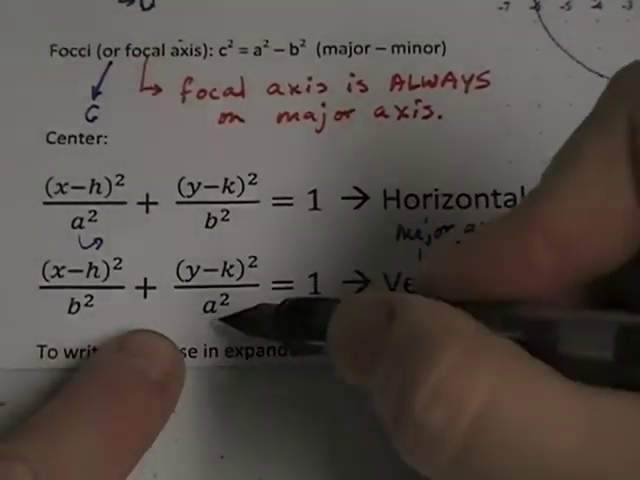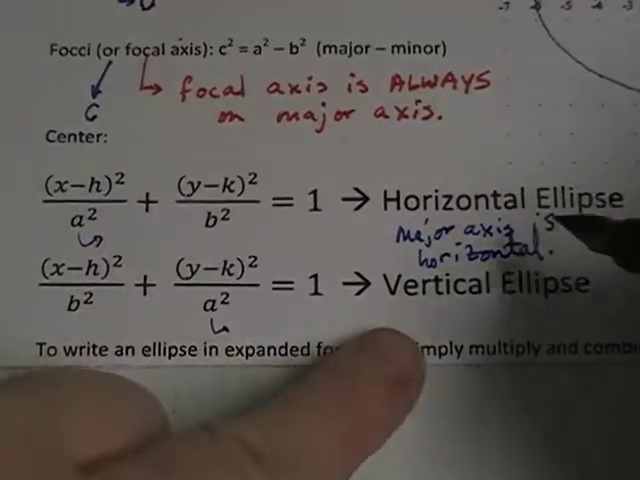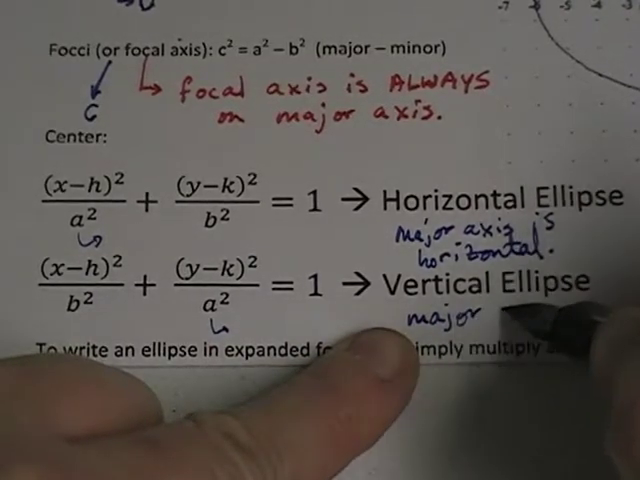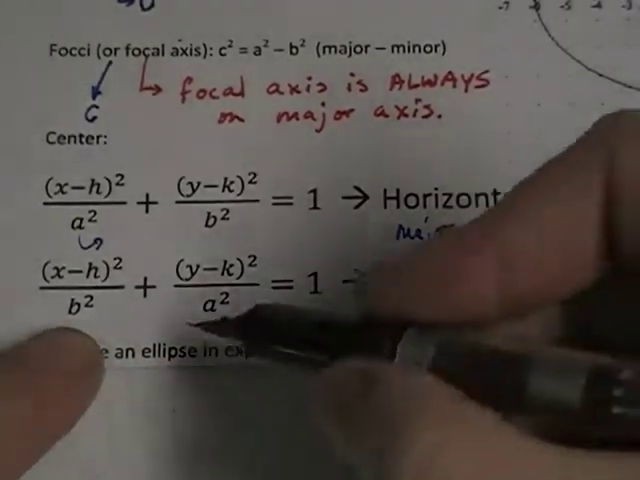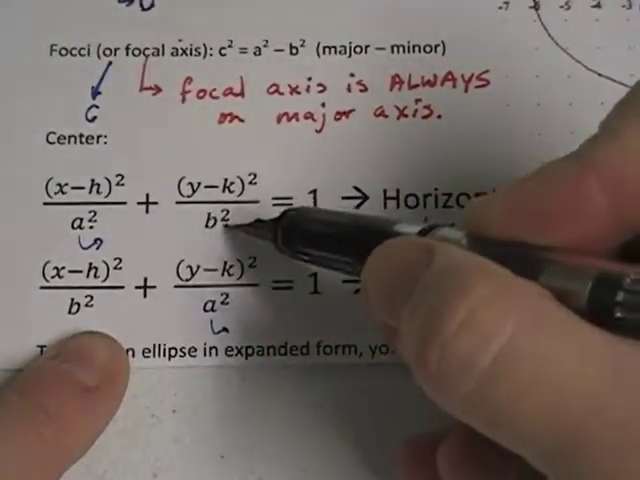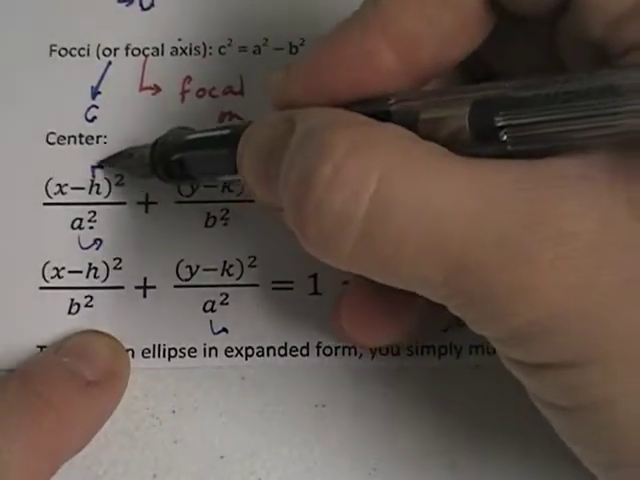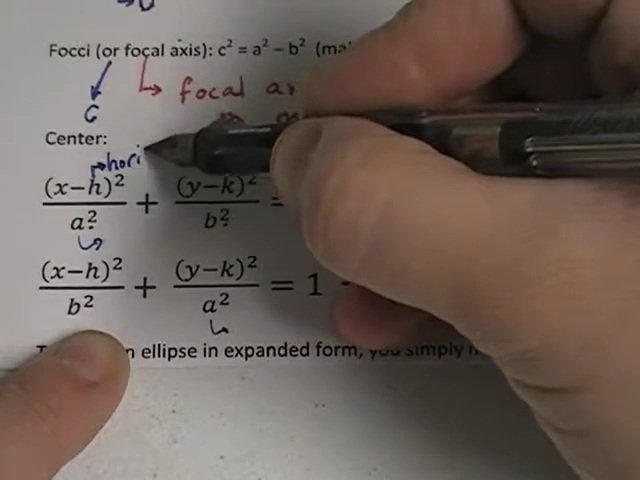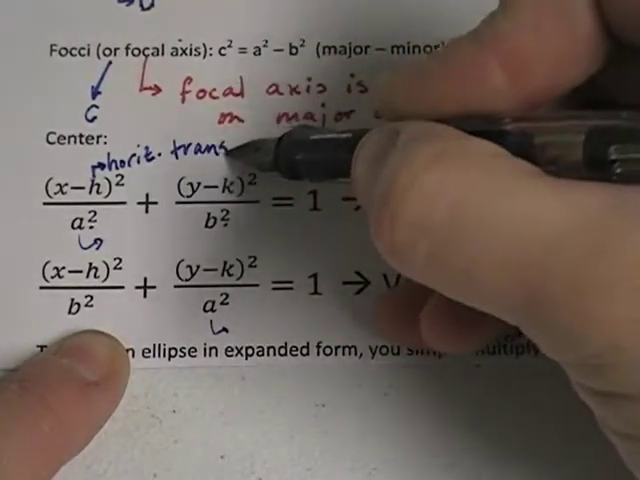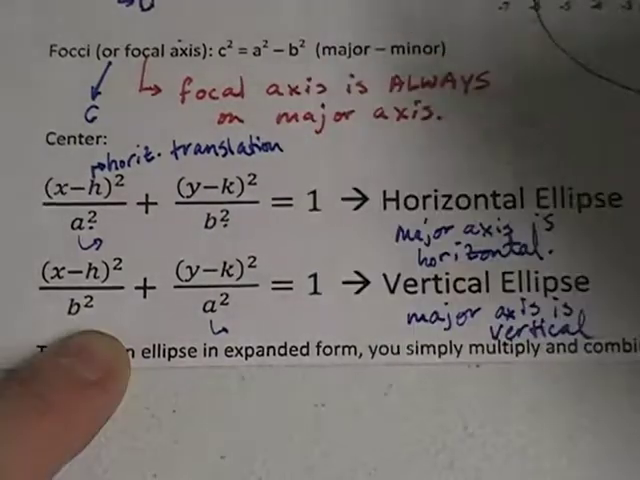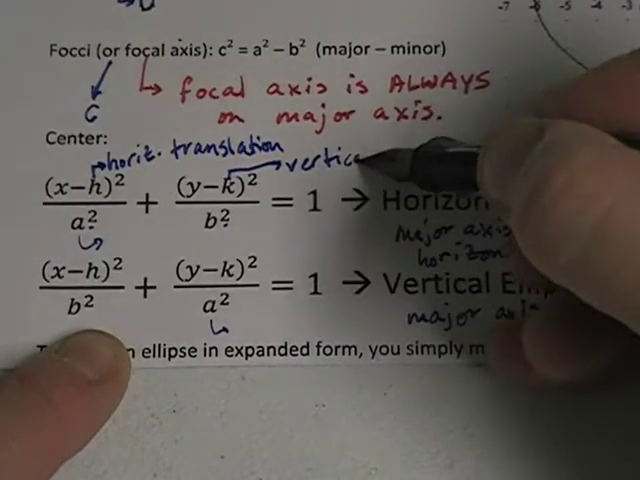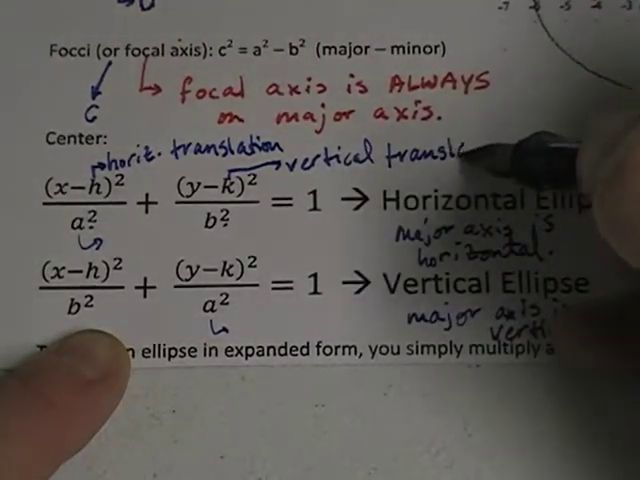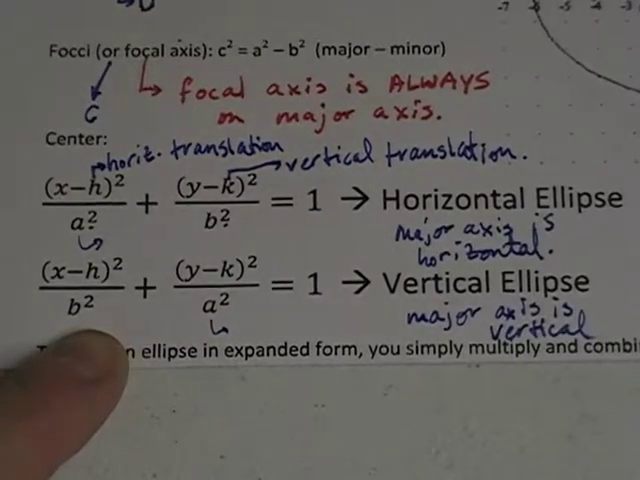A vertical ellipse, what do we notice? Here's A, and so for the vertical ellipse, the major axis is vertical. Okay? And what do we know? This is the semi-major, semi-minor, and just like a circle, h is the horizontal translation, and k is the vertical translation. And we'll do some examples with this in just a moment. Hopefully it'll all make sense.